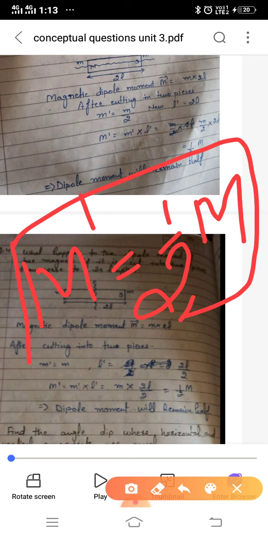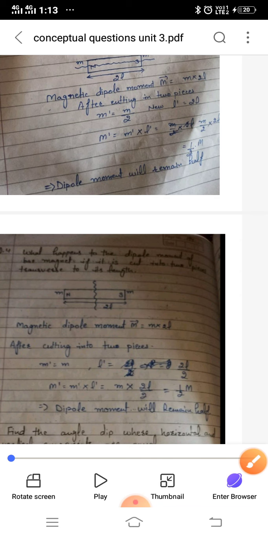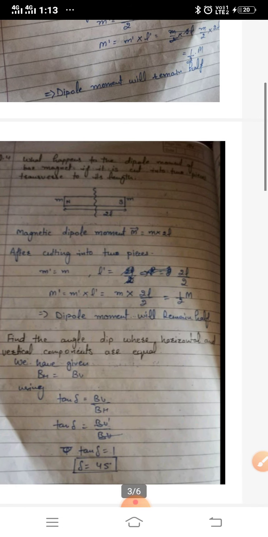So in both cases the dipole moment remains half, but the procedure for both is different. In one the pole strength becomes half and in the other the length becomes half, but ultimately you will get the same result, that the dipole moment will remain half. So if the question comes for MCQs, you have to write only the answer that it will remain half. But if the question comes for 2 marks or 3 marks, then you have to solve it stepwise. Okay, let us proceed towards the next question.